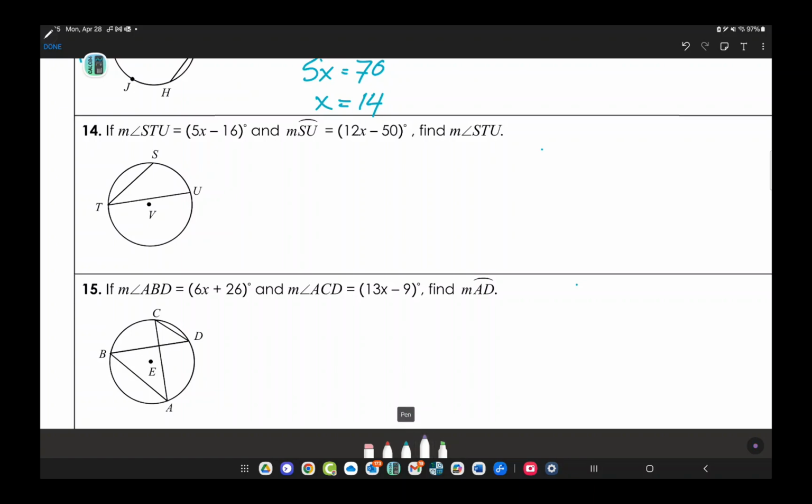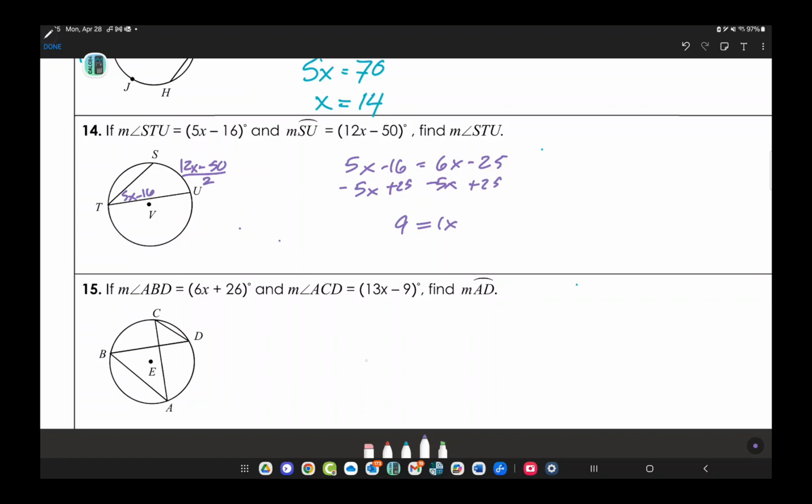Angle STU is 5x minus 16. Arc SU is 12x minus 50. In this case, because both these are even, I can divide that by 2. The 5x minus 16 is equal to 6x minus 25. Subtract 5x, you get 1x. Add 25, you get 9.